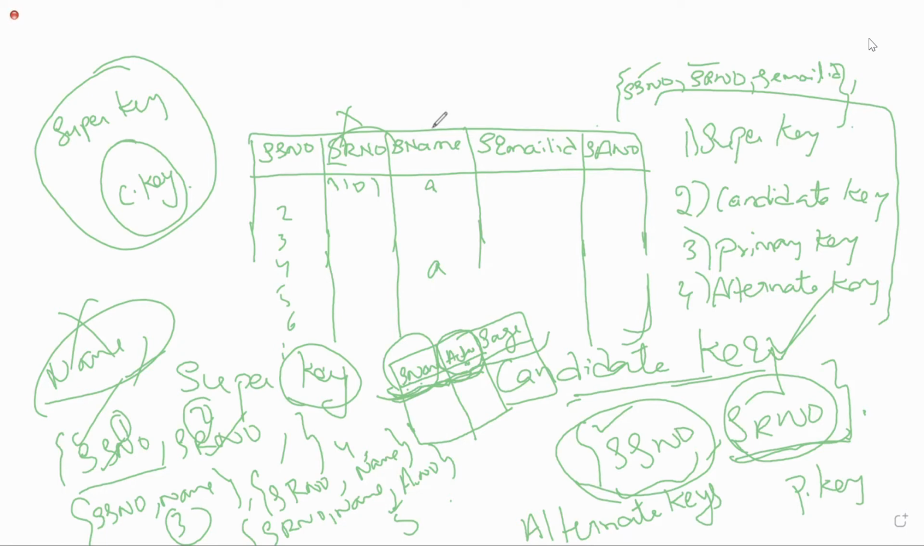Understood? So like that we'll get many combinations of the key attributes for the entities, defined as a super key. So in the end we have to choose the minimal set.